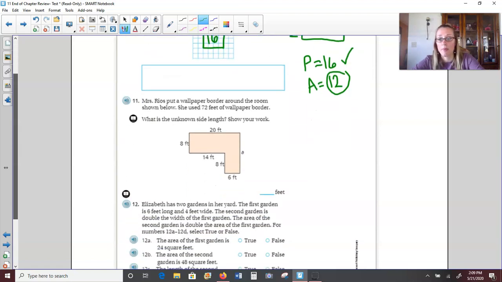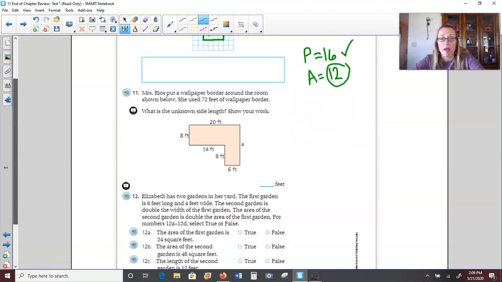All right, number 11. Mrs. Rias put a wallpaper border around the room shown below. She used 72 feet of wallpaper border. What is the unknown side length?